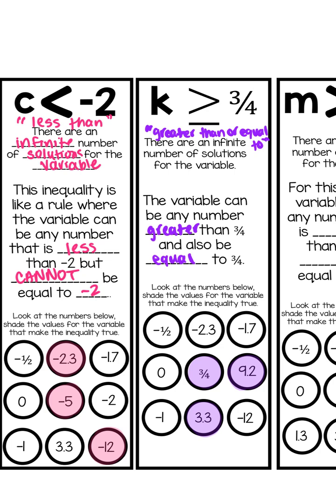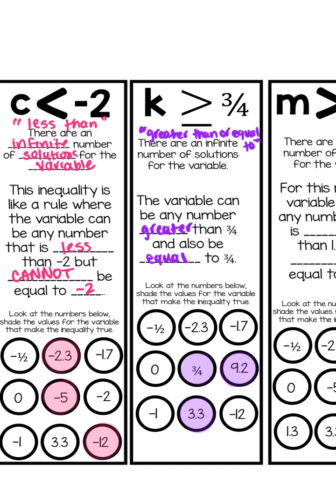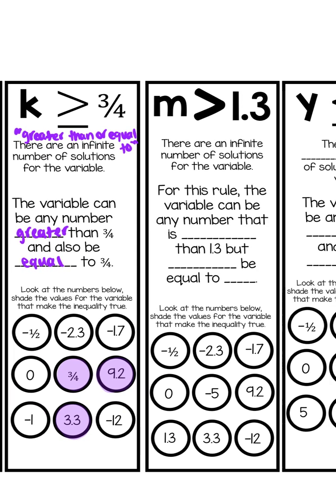Okay, we're going to go to the next one. This says m is greater than 1 3/10. There's an infinite number of solutions for the variable. For this rule, the variable can be any number that is greater than 1 3/10, but it cannot be equal to 1 3/10. Again, if it's negative, it's not a solution because a negative cannot be greater than 1 3/10. So nothing on the top row is a solution.